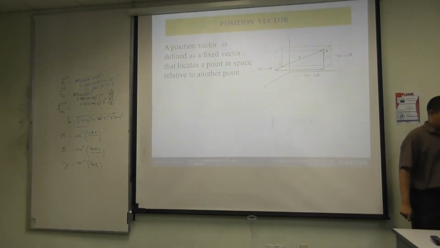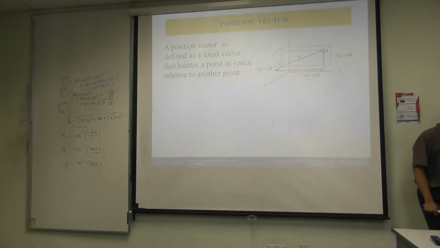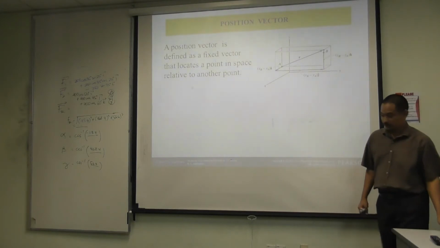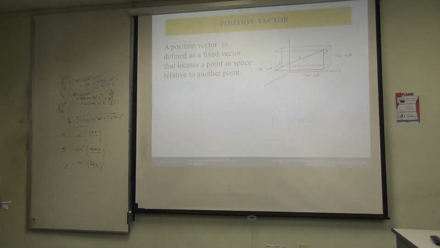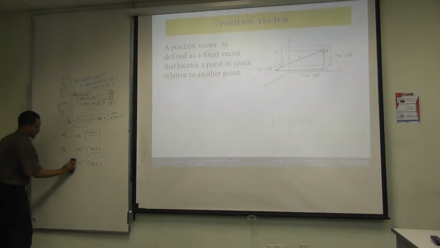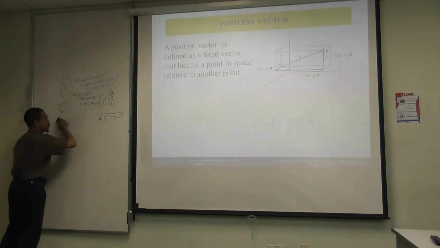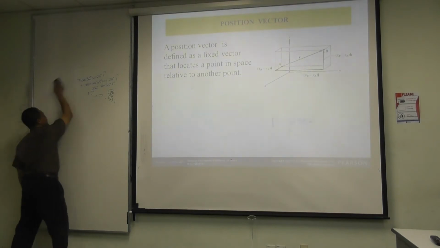Similarly here. Okay, what is position vector? Position vector is a vector that locates a point in space relative to another point. So in other words, it basically expresses the vector that connects two points. Right, so that's basically it.